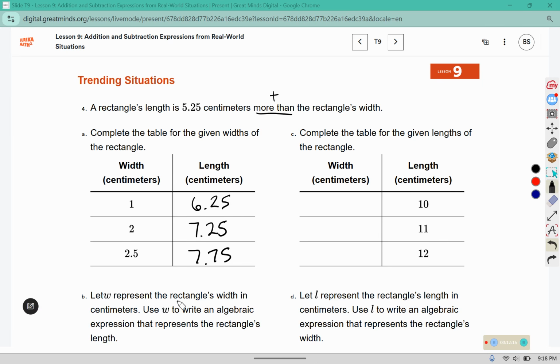B. Let W represent the width in centimeters. Use W to write an algebraic expression that represents the length. So we're not using L for length, we're using it compared to the width. So we took the width's amount and we added 5.25 to it. So the length is always 5.25 more than the width. So if we're going to figure out the unknown widths, we would have to work backwards.